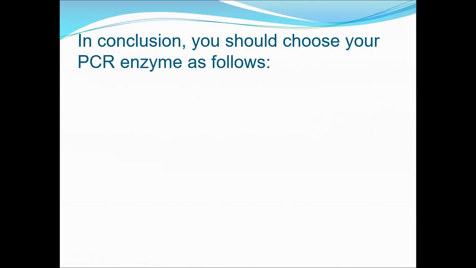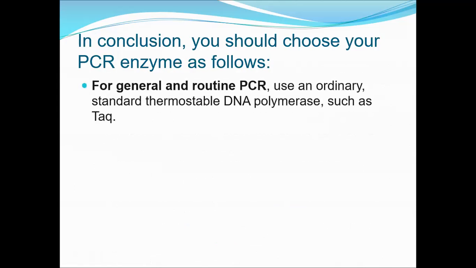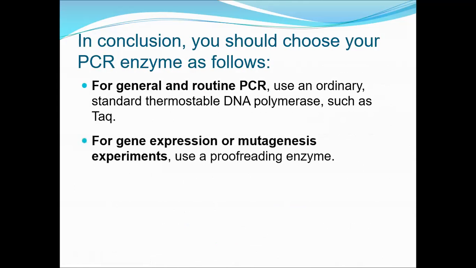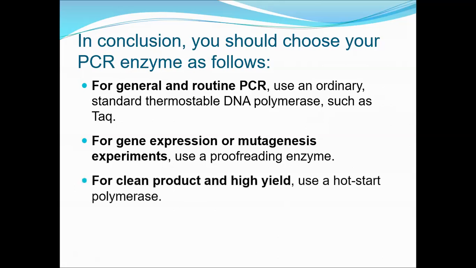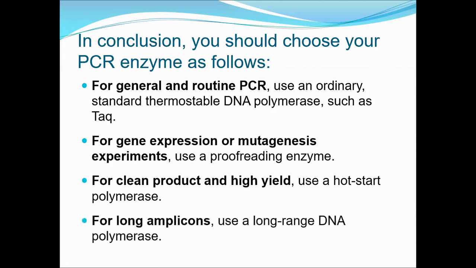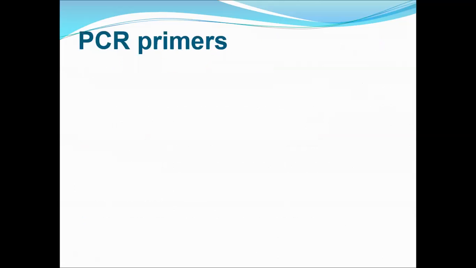So in conclusion, you should choose your enzyme as follows. For general and routine PCR, use an ordinary thermostable polymerase. For gene expression and mutagenesis experiments, use a proofreading enzyme like a high fidelity one. For cleaner product and high yield, use a hot start polymerase. And for long amplicons, use a long-range polymerase.